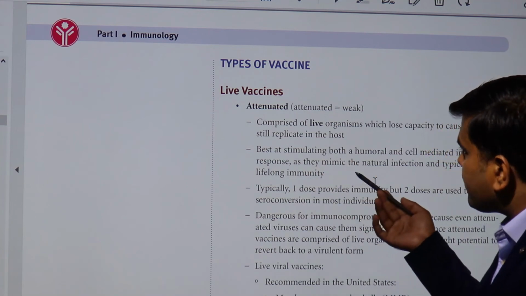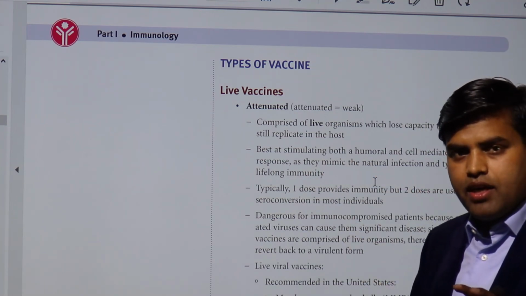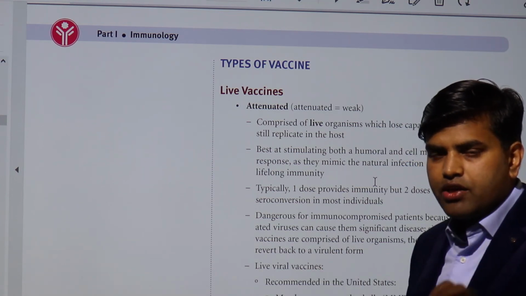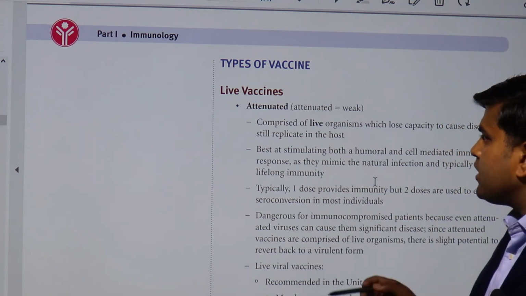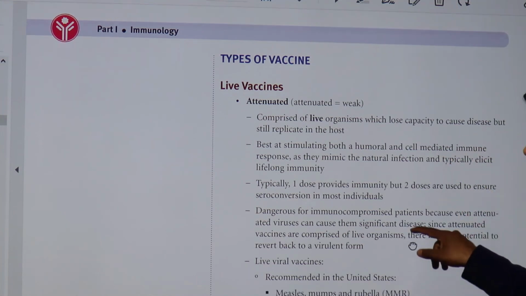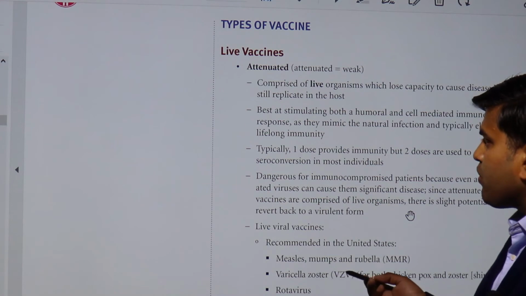So a live attenuated vaccine is an attenuation of live virus or live bacteria, but they do not cause disease. The toxigenic component of that bacteria or virus is removed. So this is called a live attenuated vaccine. It is a live organism which has lost the capacity to cause disease but still replicates in the host. So there will be a large number of organisms and more antibody will form.